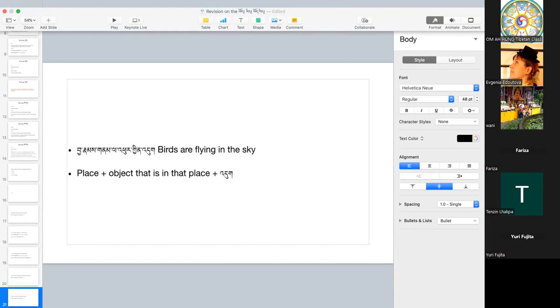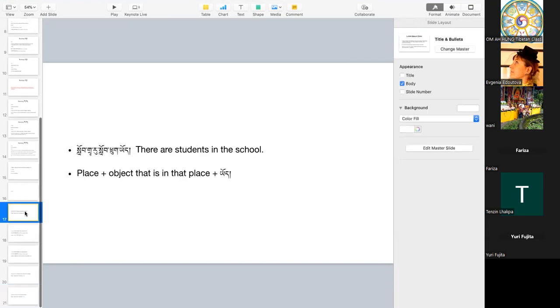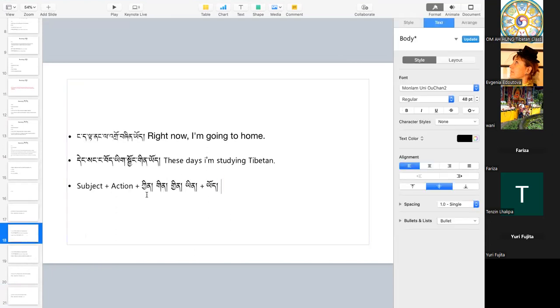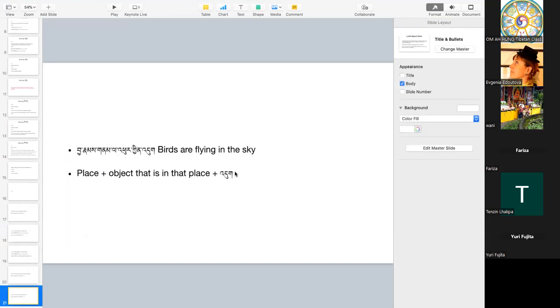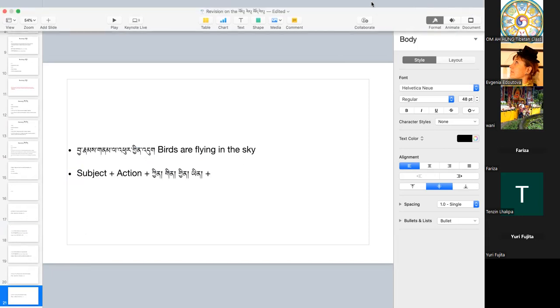So, chanam namla purkintuk. Birds are flying in the sky. So the usage case is similar to this. The only difference is instead of you, we use tuk. That's it. This is the usage. Instead of you, we are using tuk.